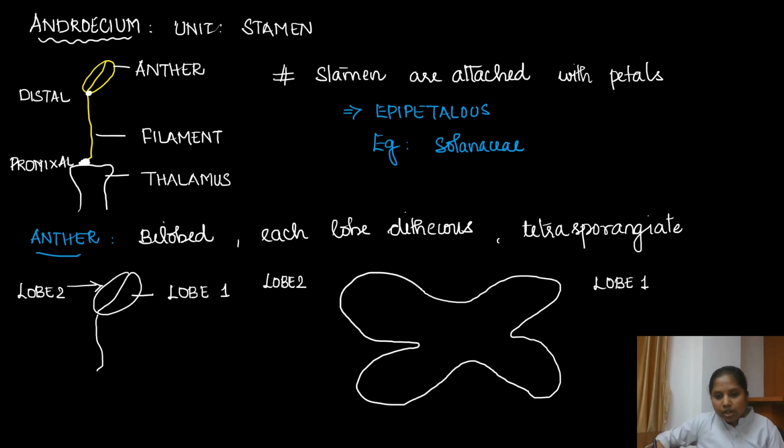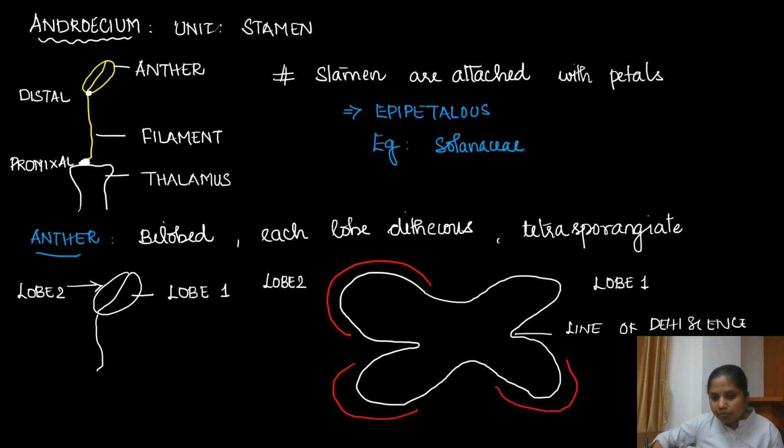Now this point where you can see the junction is called the line of dehiscence, where the anther is going to burst and release the pollen grain. Now there is an outer covering which is protecting this lobe like this. So here I have something here, again from here to here, then from here to here.